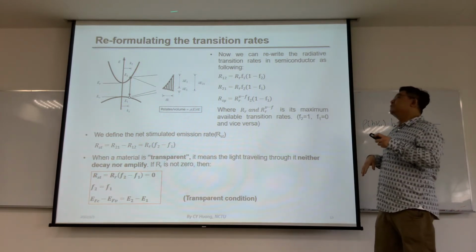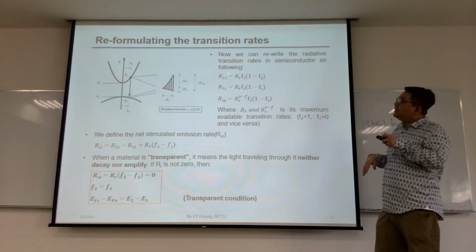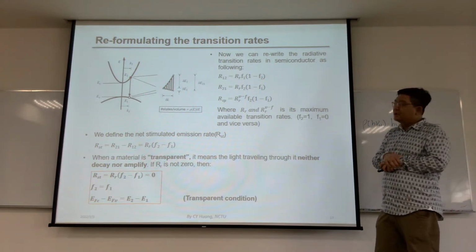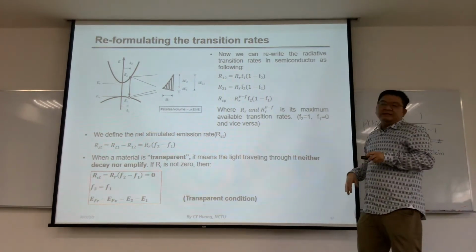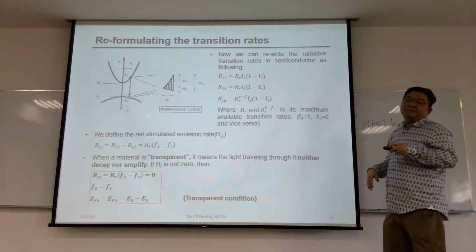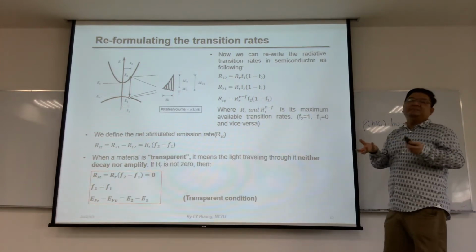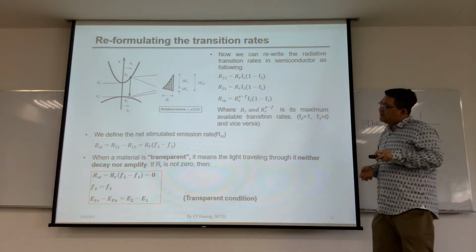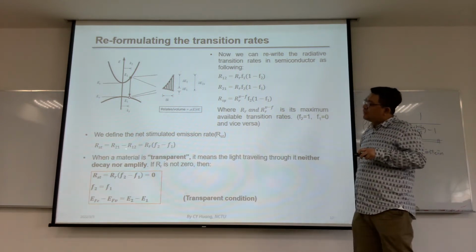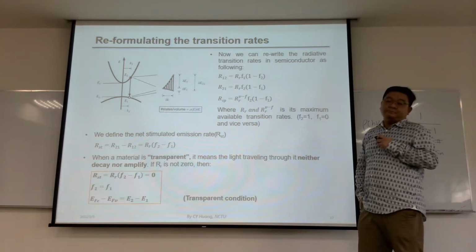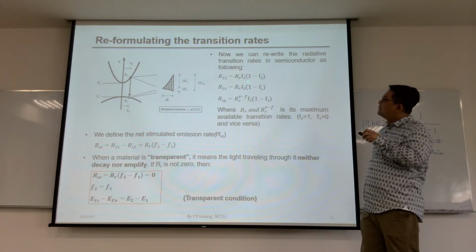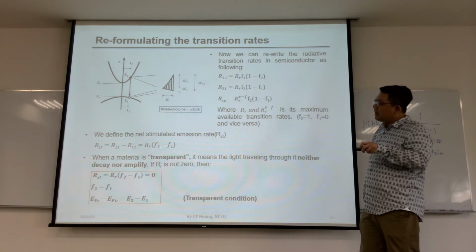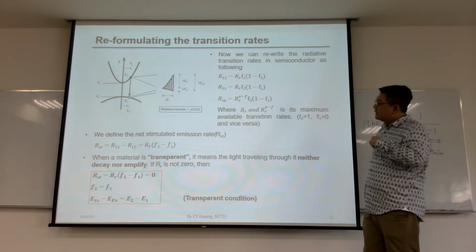Since we already found that R12 and R21 are a pair reaction, let's put the spontaneous emission aside. First, we define something called the net stimulated emission. Since we already counted the absorption as a part of the stimulated emission, RST is defined as R21 minus R12. Naturally that will be F2 times (1 minus F1) minus F1 times (1 minus F2), so the final result will be RR times (F2 minus F1).